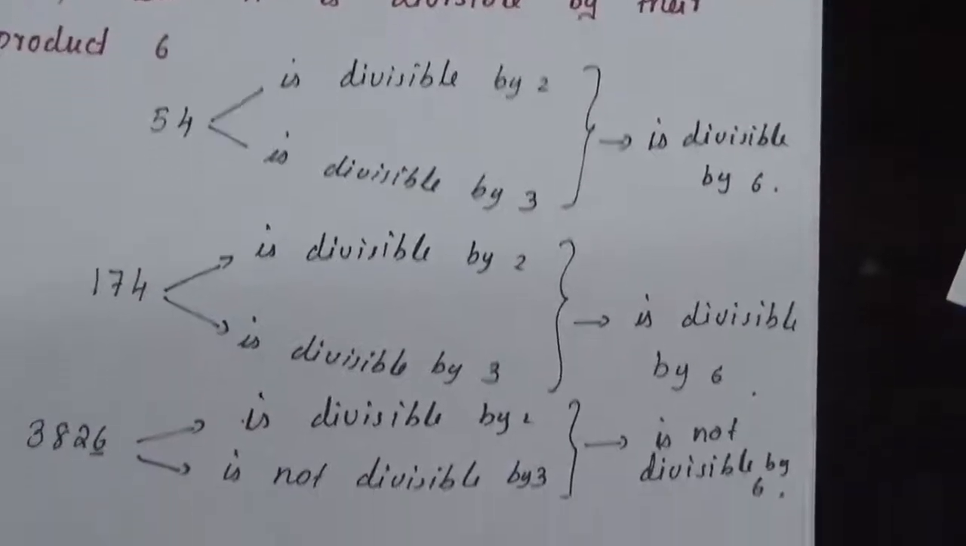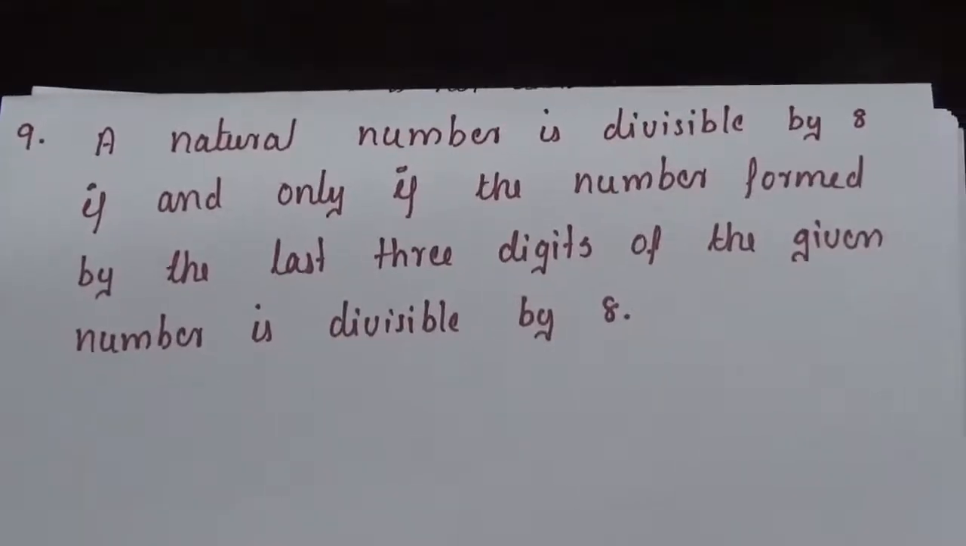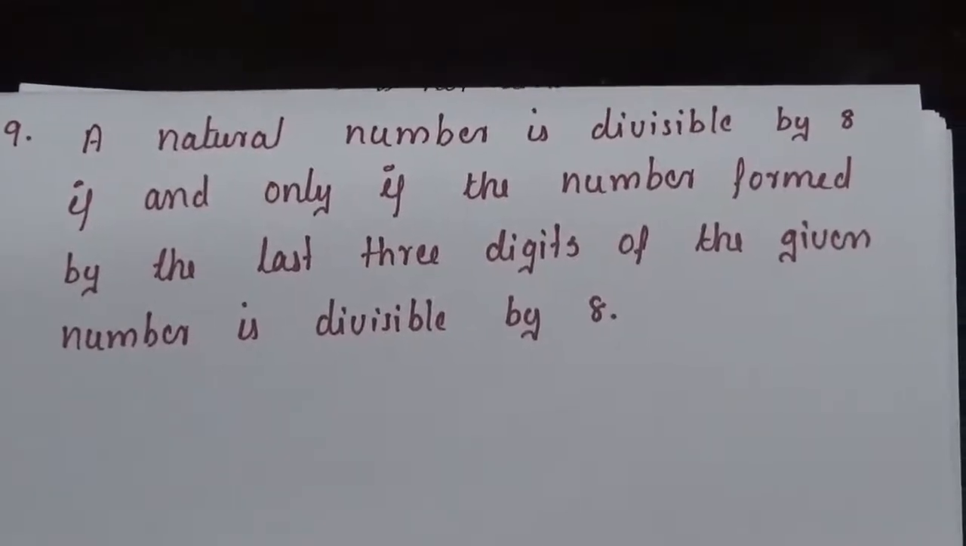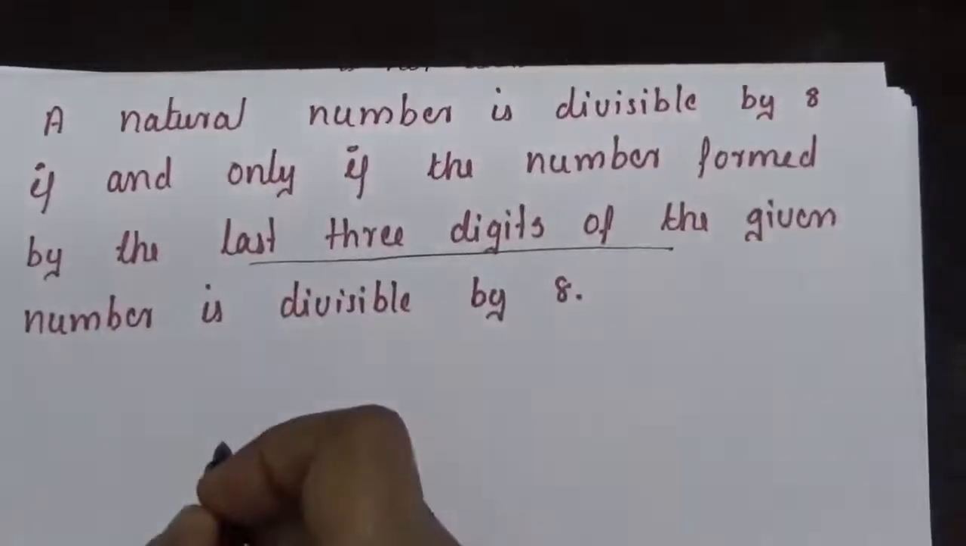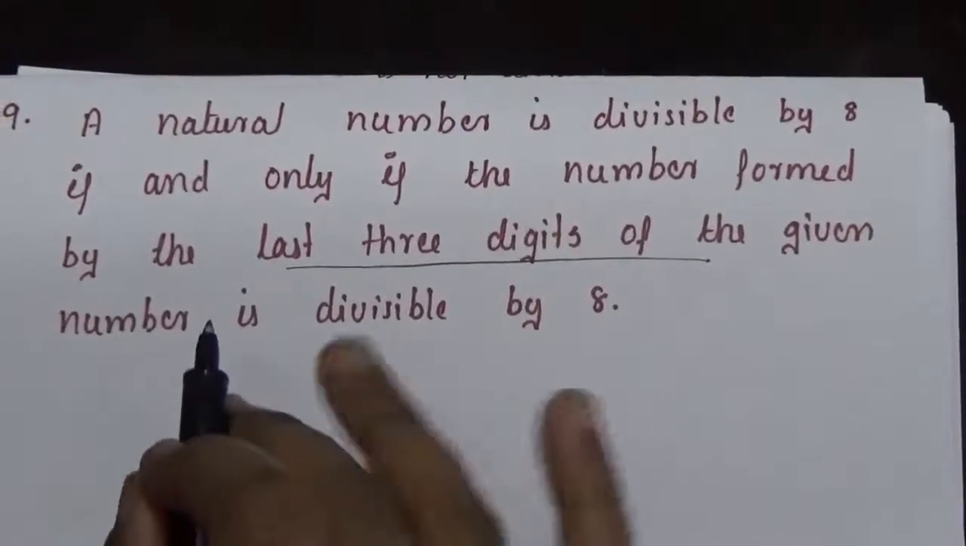Now divisibility rule on number 8. A natural number is divisible by 8 if and only if the number formed by the last 3 digits of the given number is divisible by 8. So now let's recall the divisibility on 2 and the divisibility on 4.